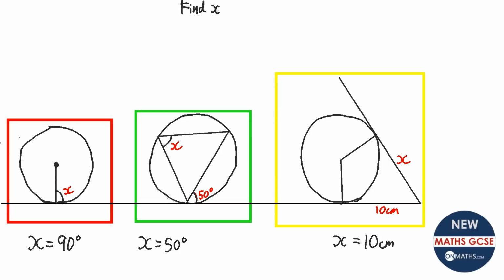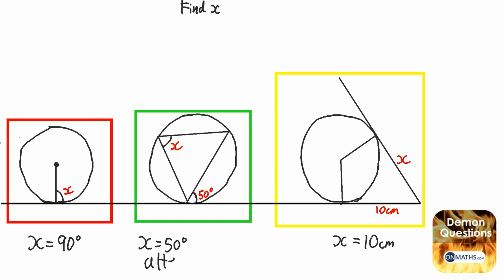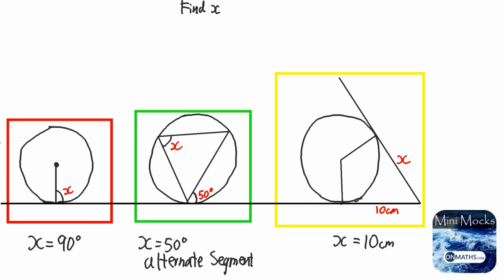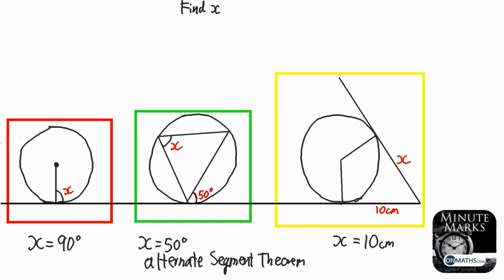They only accept 3 words as a reason for this one as well, and that is alternate segment theorem. And I might even write that down. Alternate segment theorem. I said I wouldn't write any of these down, but this is such an important one. I don't know why I've capitalised any of them, but anyway. So you need to write down those 3 words, alternate segment theorem.